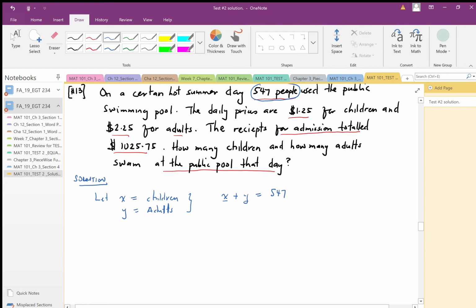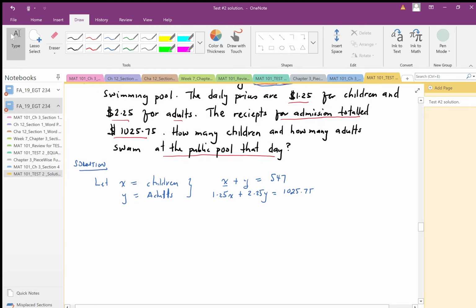And then we know we charged $1.25 for children plus $2.25 for adults, and we had a total of $1,025.75 for both children and adults. At this point you have a system of linear equations. So this could be our equation 1, and this can be our equation 2.